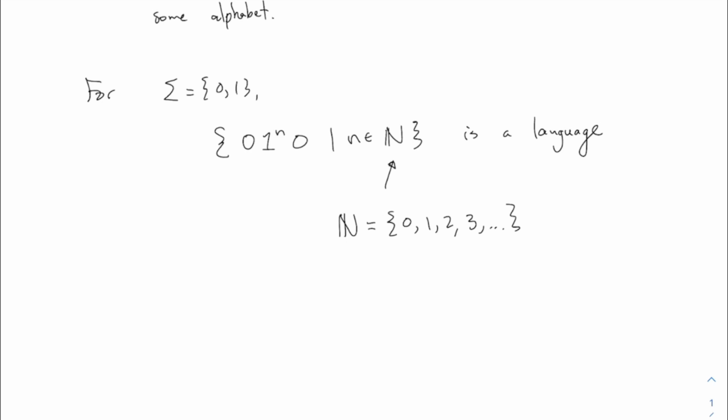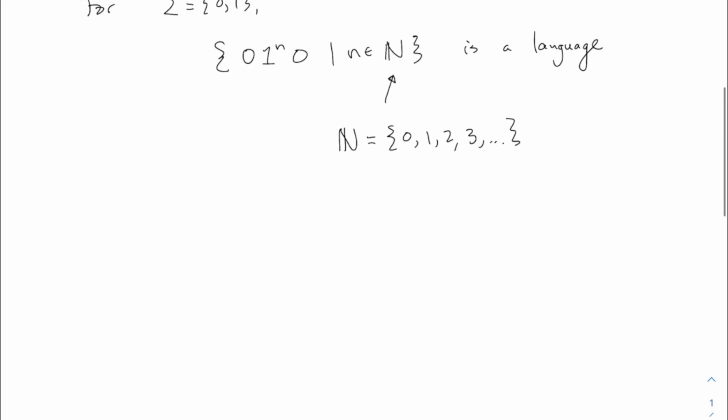All right, that's a language. You could describe this language in words as the set of all strings which begin and end with a 0 and have a bunch of 1s in the middle. If you wanted to write the language of all strings which begin with 0, you could write it this way, 0x, such that x is a string. This would be any string which starts with 0 and then has something else afterwards. So that is also a language.